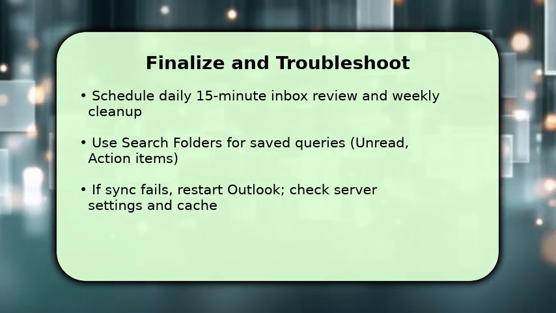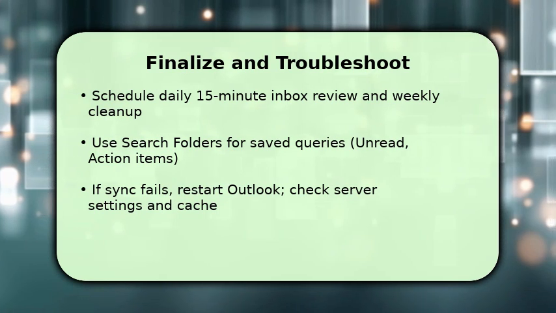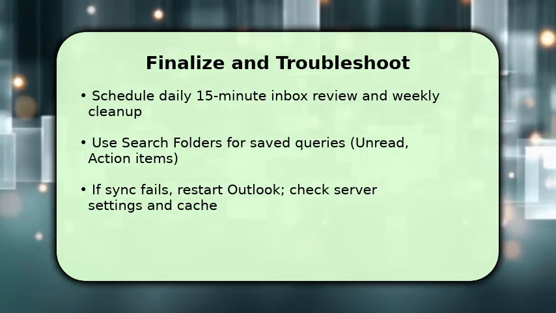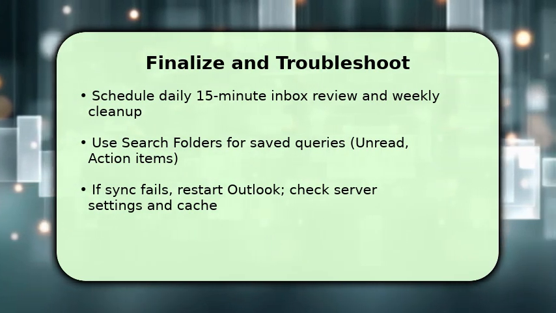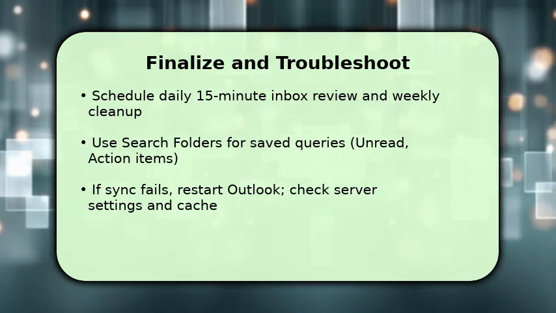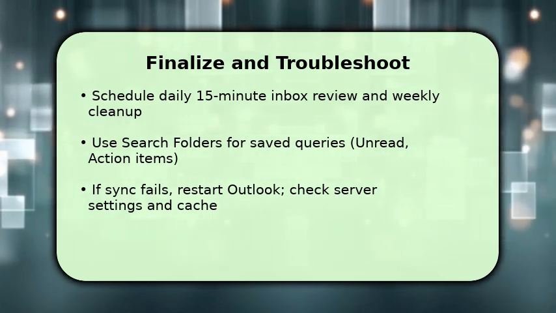If something goes wrong, mail not syncing or missing folders, restart Outlook first. Next, check account server settings and clear the local cache if needed. If rules misfire, temporarily disable them and reapply. These final steps keep the system reliable and easy to maintain.